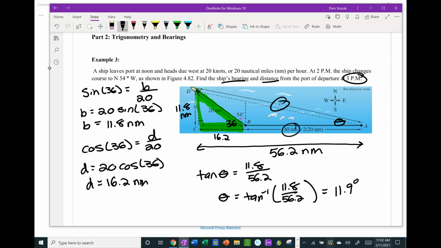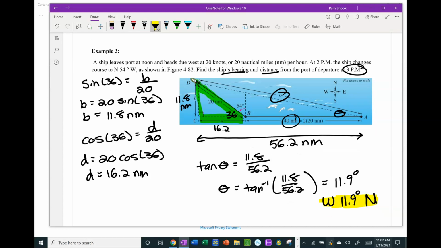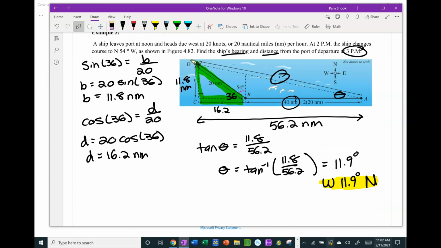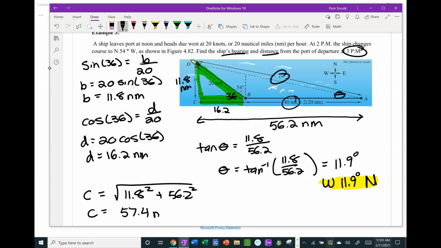Now take a look at our picture. We were heading due west. So this is going to be west, 11.9 degrees. And then you turn a little bit north from there. So our bearing is west, 11.9 degrees north. So that's that part of the answer. Now let's just get C. Lots of ways to do this. I'm just going to go ahead and use the Pythagorean theorem this time. So C is going to be the square root of 11.8 squared plus 56.2 squared. And I got 57.4. Remember, our units are nautical miles.